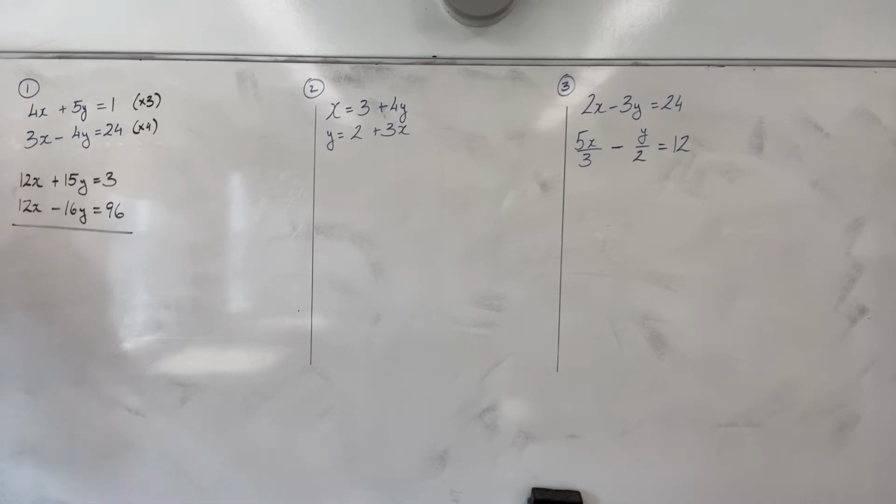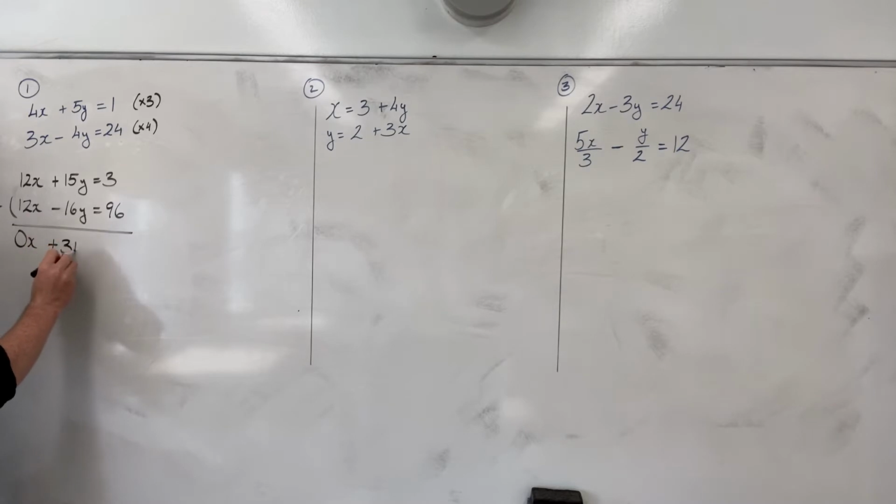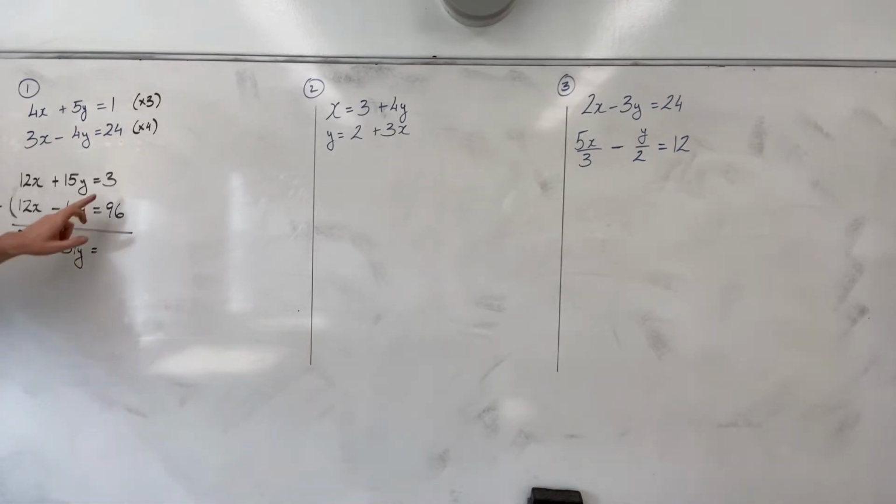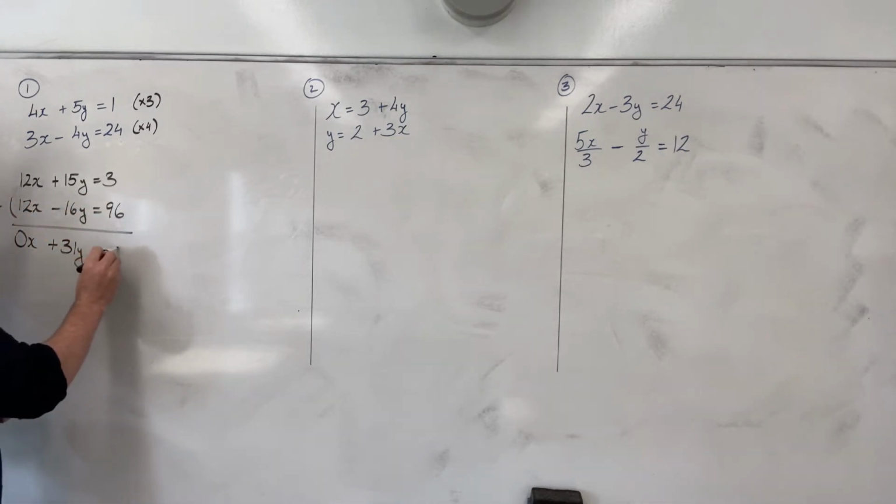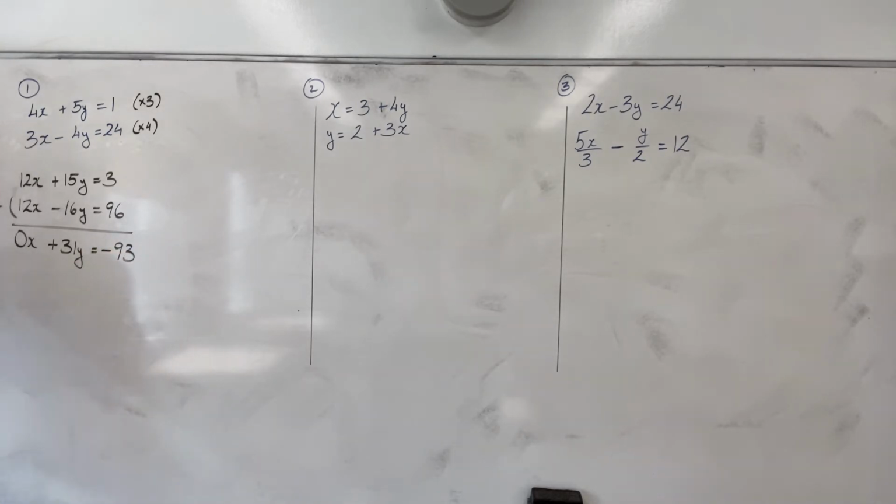The coefficients of my x terms are now equal, and I know that if I subtract these equations, my x terms will now cancel. So that's what I'm going to do. I'm going to subtract this equation from this one. I have 12x minus 12x will give me 0x. 15y minus negative 16y is plus 31y, is equal to 3 minus 96. 3 minus 96 will be minus 93. And so I have 31y is equal to negative 93.